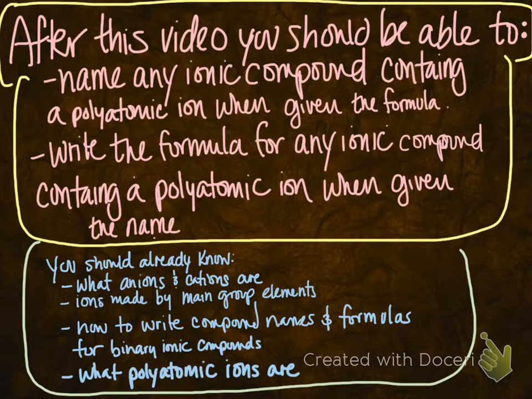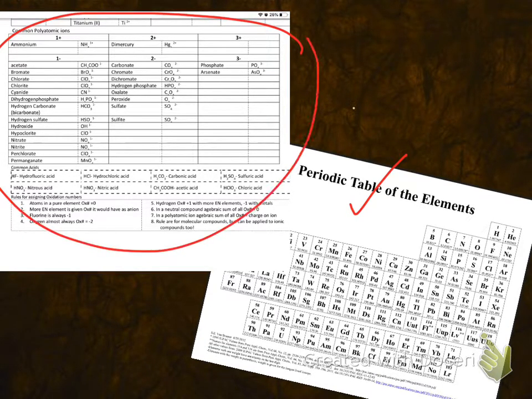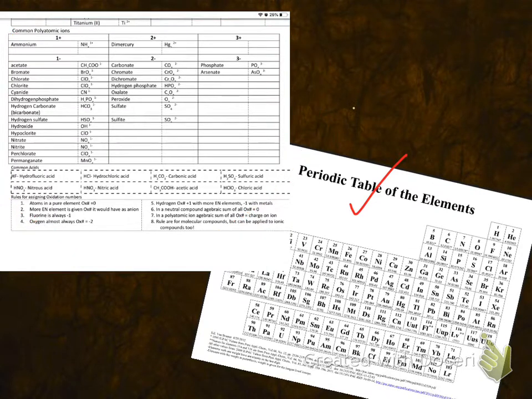You should already know what anions and cations are, the common ions made by the main group elements, and how to write compound names and formulas for binary ionics. It would also be really helpful if you knew what polyatomic ions were, wouldn't it? Before you get started, please make sure that you have your periodic table and this handy-dandy reference sheet to the common polyatomic ions.